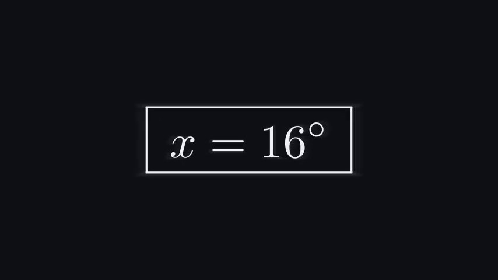Therefore, the value of x is 16 degrees. To summarize, we used the complementary angle identity. We rewrote the cosine expression as a sine expression. Then we equated the angles and solved for x. This is the final answer.